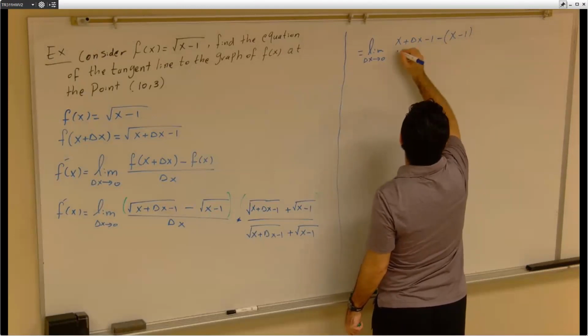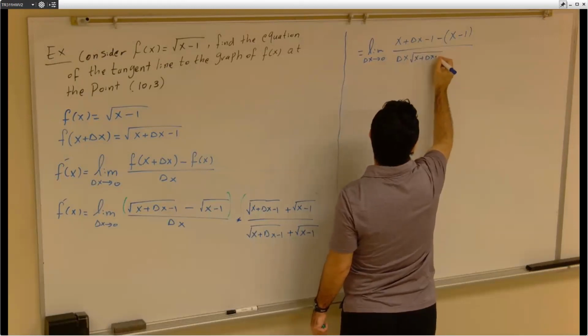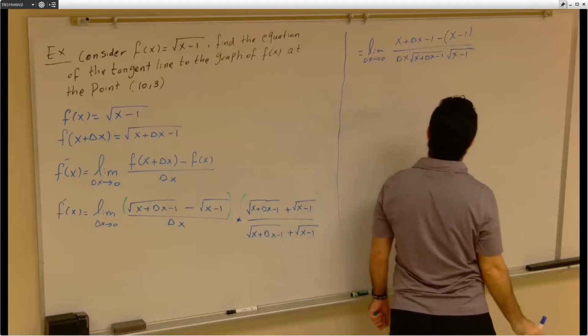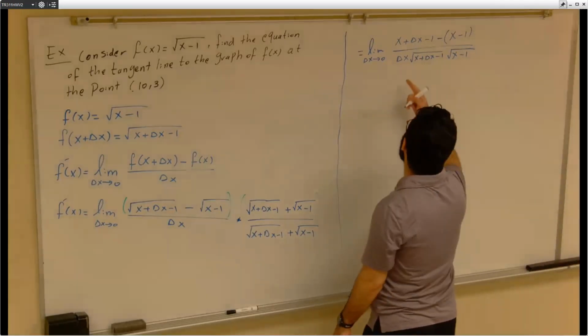Over, here is delta x, square root of x plus delta x minus 1, times another square root, which is x minus 1. Next step, we have to simplify. Distribute the negative sign here.